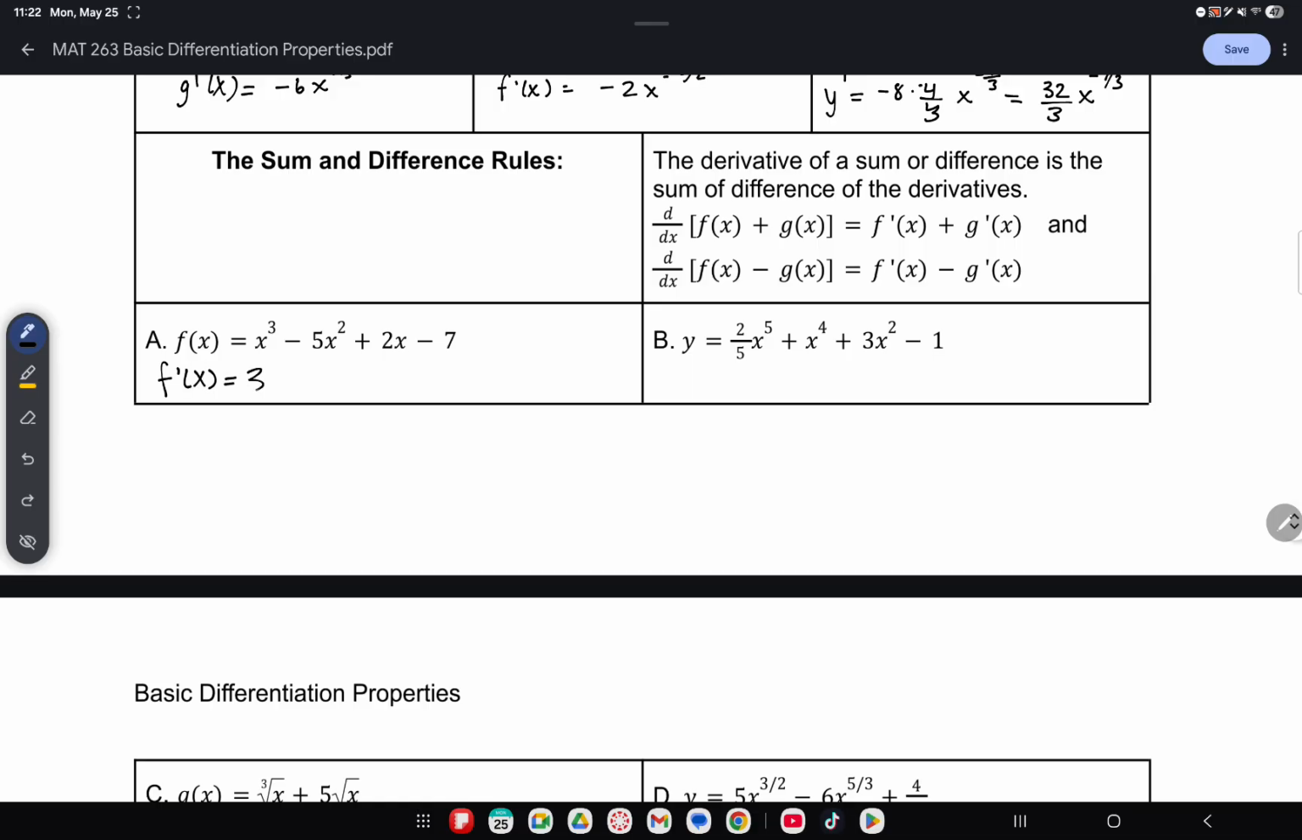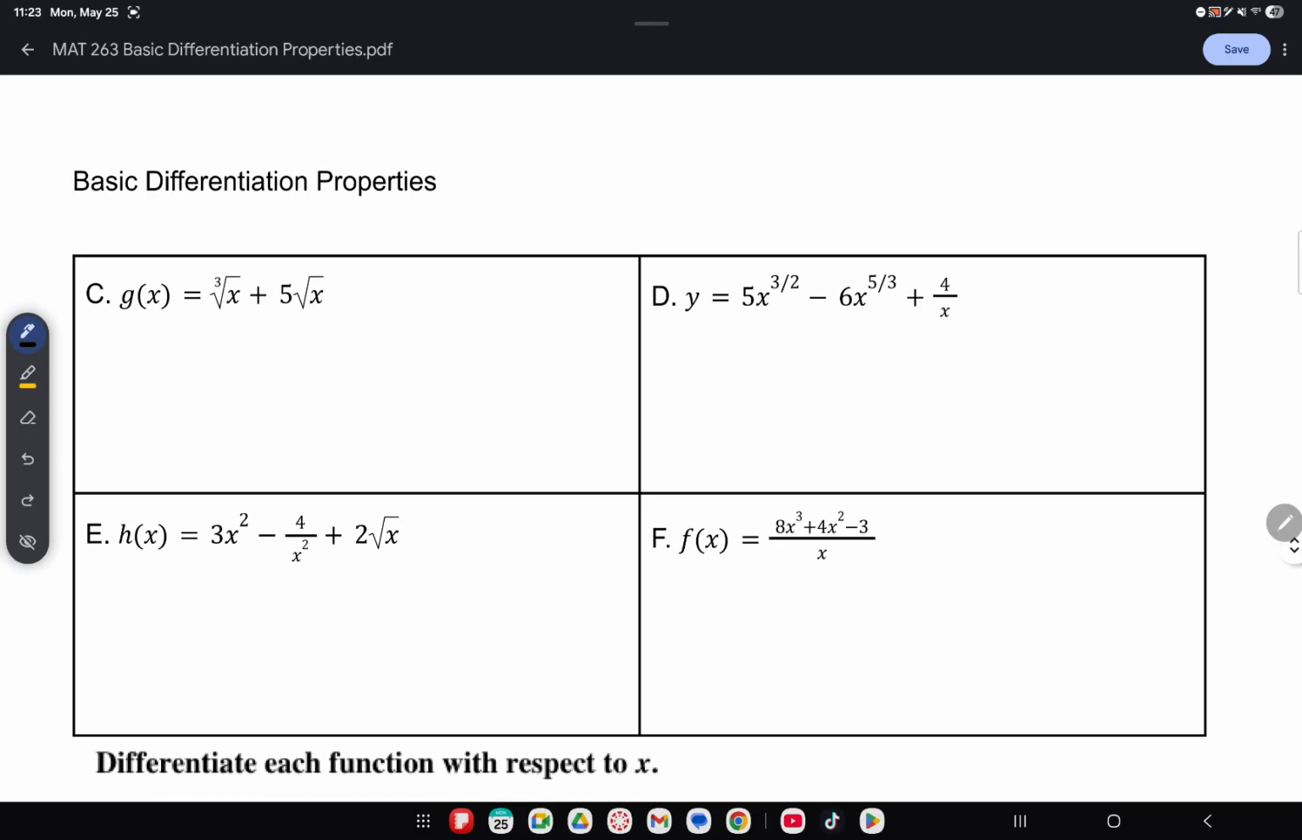So this first one, we'd have 3x squared. And then I want to subtract off the derivative of the next piece, which is going to be 10x. And then I can add 2, and that's a constant. So I will leave it because it is 0. And I don't need to write plus 0. So let's do it here. So 2/5 times 5 is going to be 2x to the 4th plus 4x cubed plus 6x and plus 0.